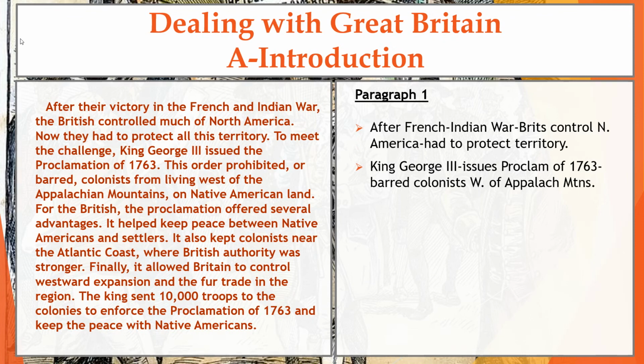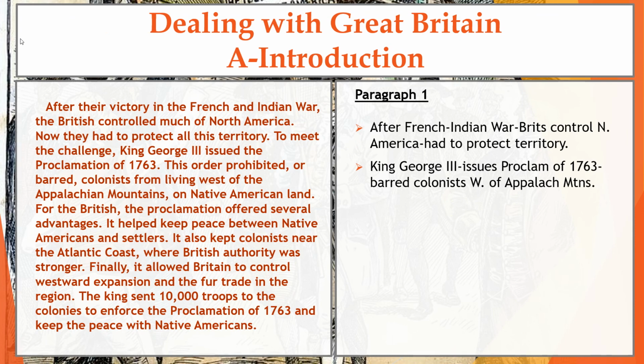Issues proclamation. I shortened to proclam. A simple way of writing it. Hey, I know what that means in my notes of 1763. Barred colonists west of Appalachian Mountains, and you're going to know I shortened Appalachian down a little bit too. This is okay to do when you're taking notes. I mean, I can clearly understand what those terms mean. So later on, if I need these notes, I can always reference back.